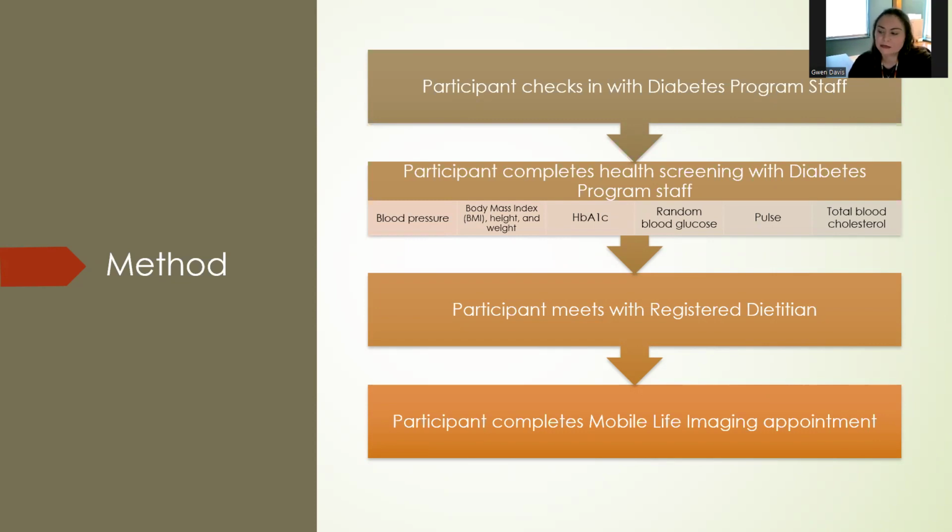This last Mobile Life imaging event, we did add in our JVN retinopathy screening. So that was a good addition, as myself and our community dietitian are able to perform that screening.